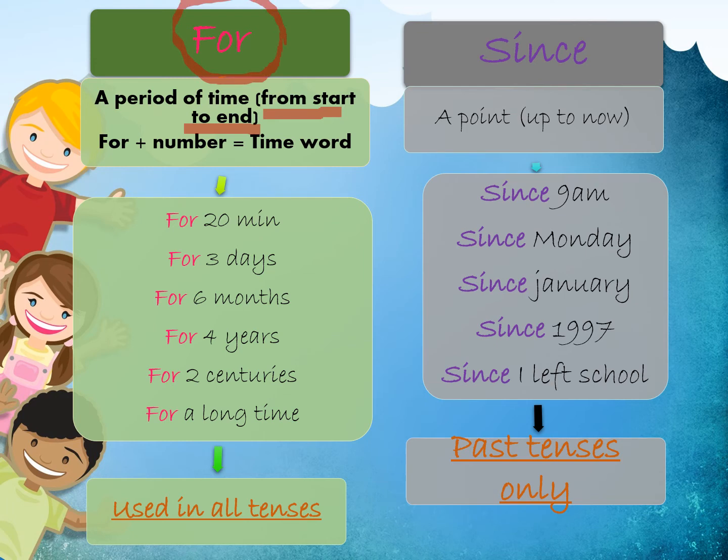Next, we have since. Since is just for a point up to now. A point, meaning from the starting point up to now, or it is still happening. Okay? So we have since 9 a.m., since Monday, since January, since 1997, since I left school. So we use since for past tenses only. Again, past tenses only. Okay?